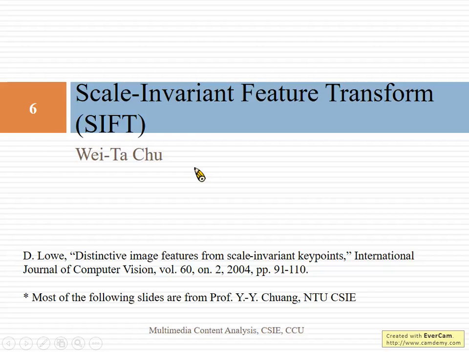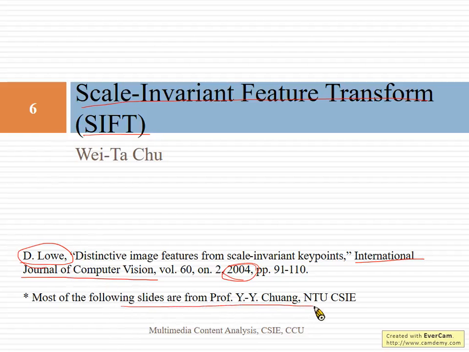And in the following, we will introduce one of the most important local feature points, called scale invariant feature transform, or SIFT in short. This work was published in 2004 in the International Journal of Computer Vision. The author is David Lowe, a very famous researcher in computer vision. The following slides are mainly from Professor Zhuang Yongyu at National Taiwan University.